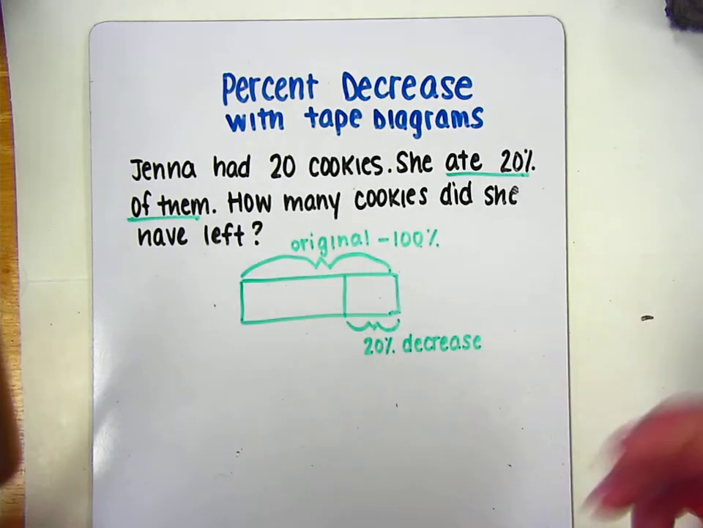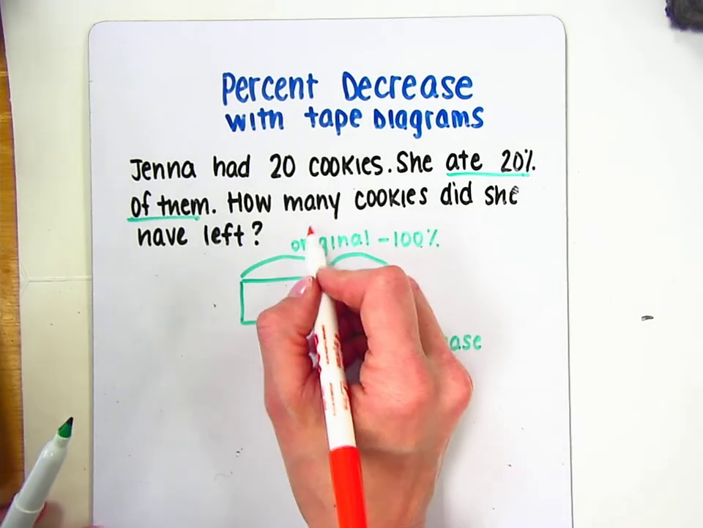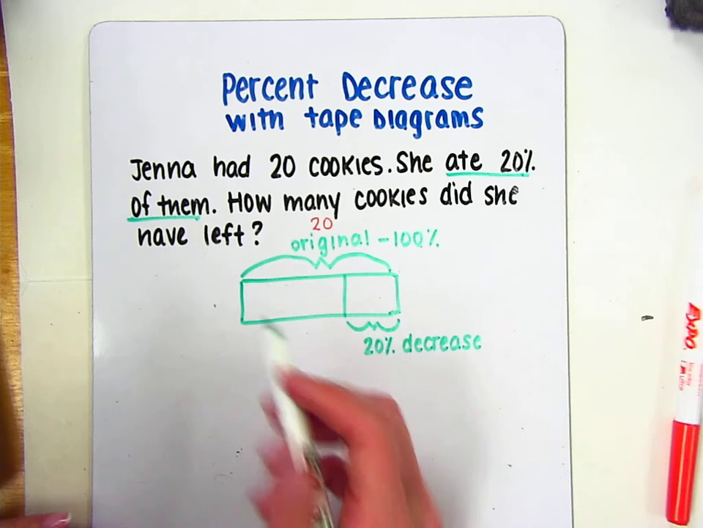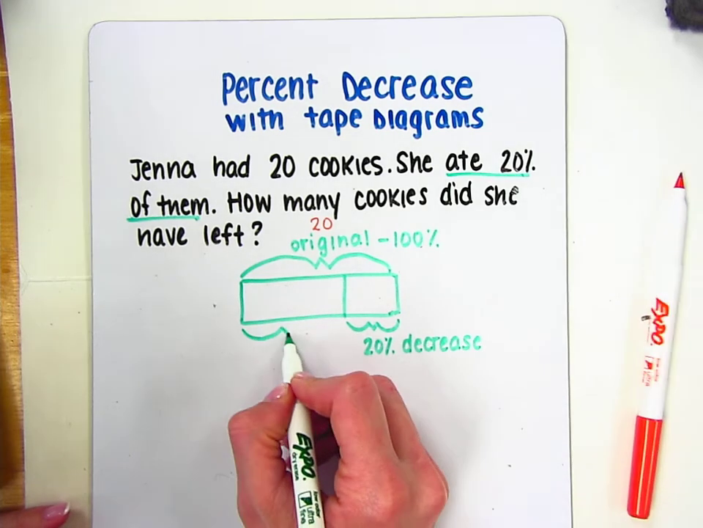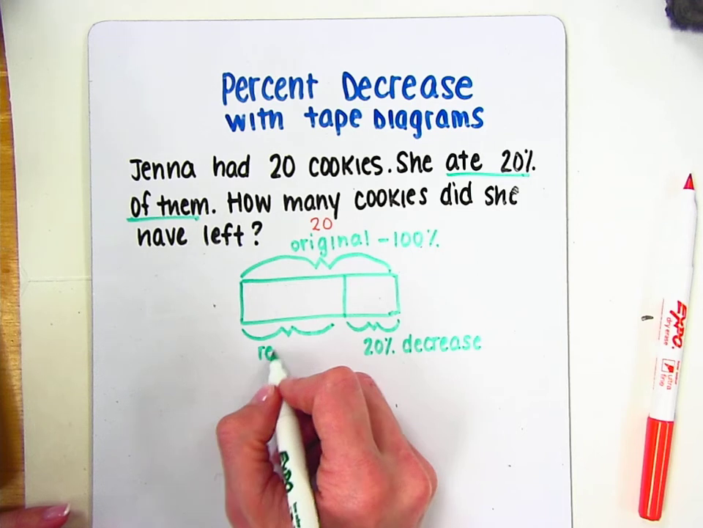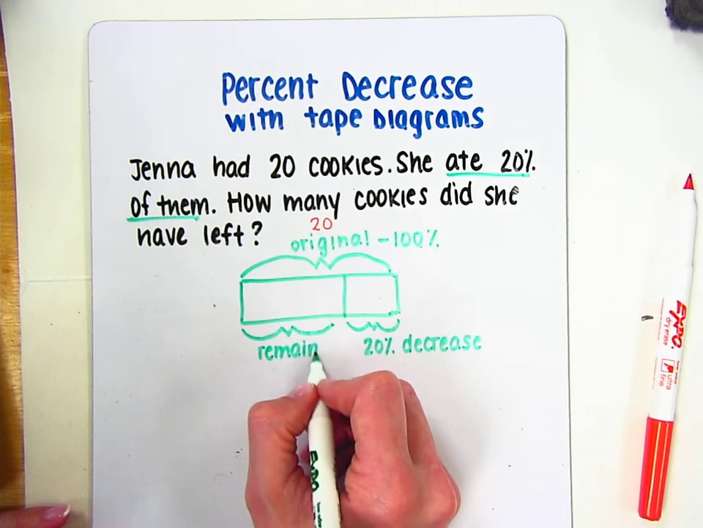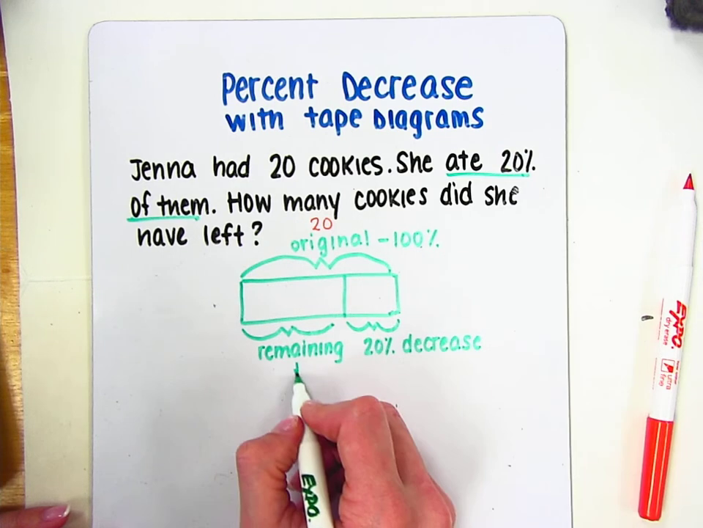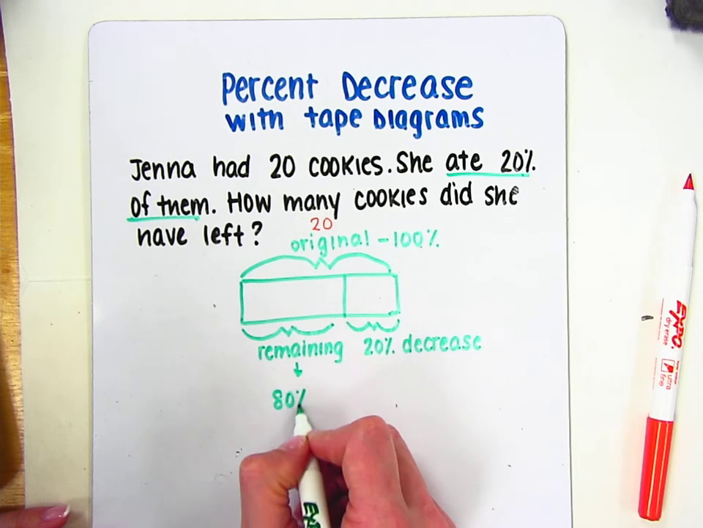At this point, we know that our original amount, this whole tape diagram, is representing 20. And in order to find this remaining amount, we're going to need to take 20% away. If we started with 100 and we take 20% away, we have 80% remaining.